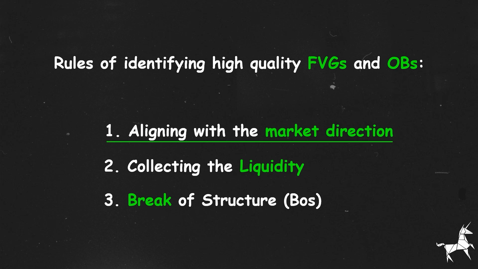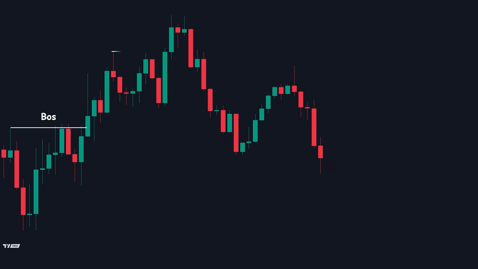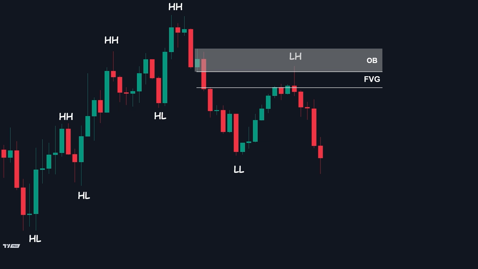Number 1. Aligning with the market direction. Identifying the market direction is generally the first step in analyzing a price chart. We want to identify the trend and determine if the buyers or sellers are in control. We always aim to trade aligned with the controlling side of the market. So, when order blocks and FVGs align with the market direction, they can provide more reliable entry points.